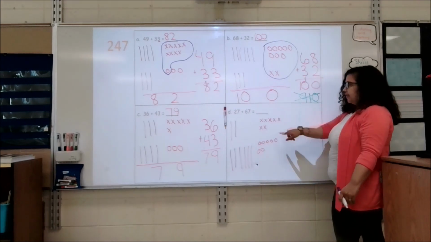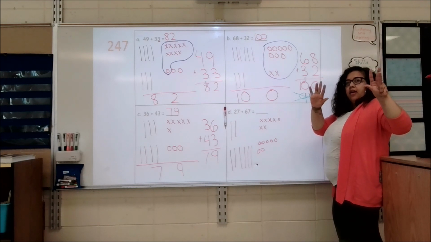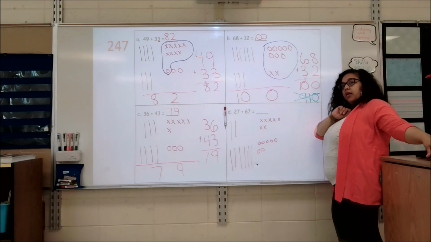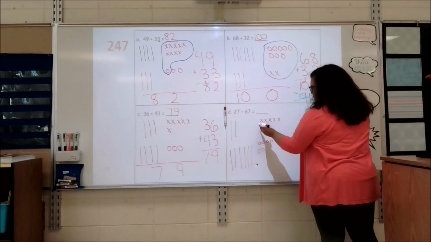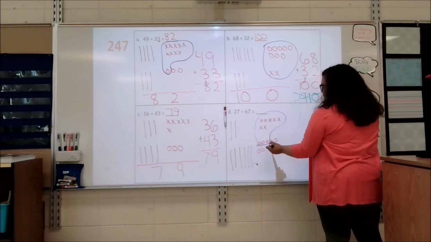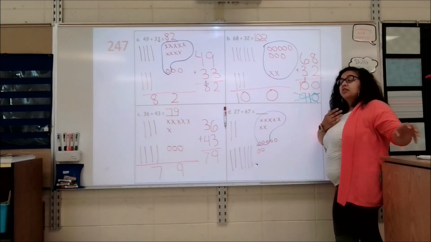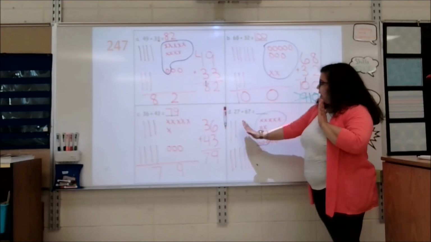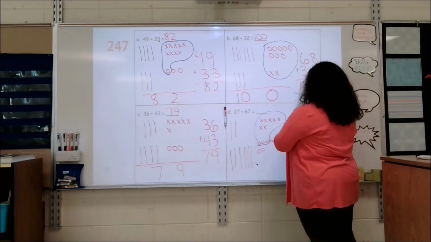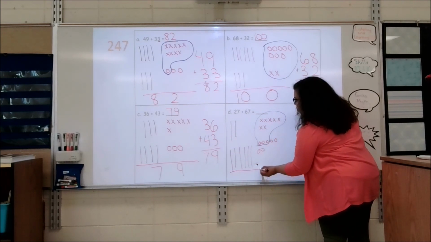Okay? So I already have 7, 8, 9, 10. I need 3 more to complete that group of 10. So 7, 8, 9, 10, 11, 12, 13, 14. There were 14 ones. 14 ones is 10, 4. Meaning I had a group of 10 and 4 ones.